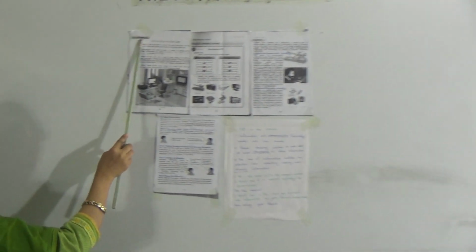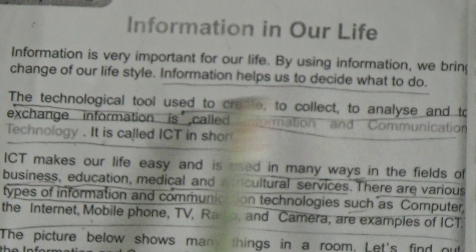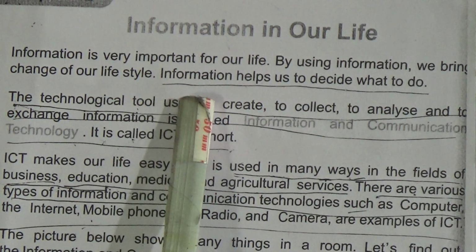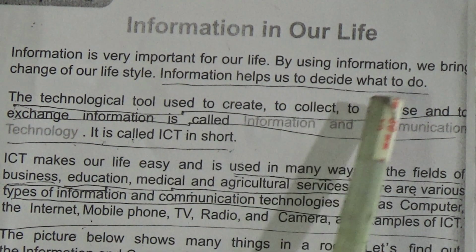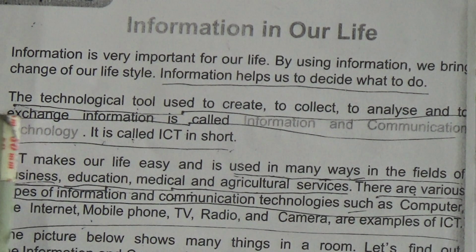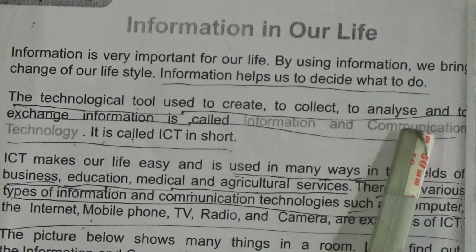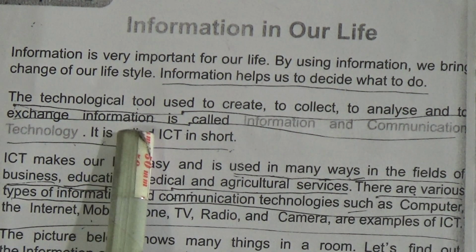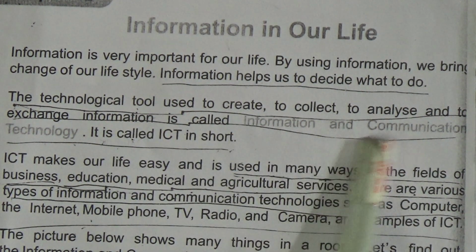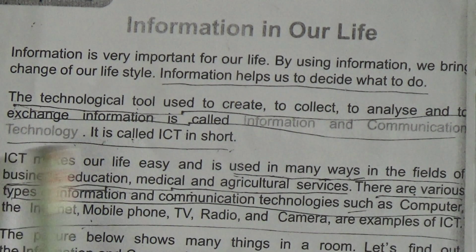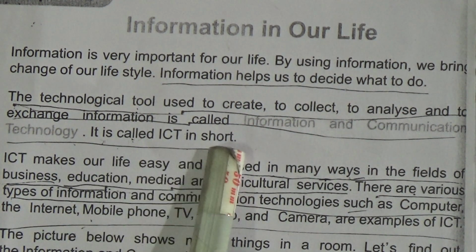The name of our chapter is information in our life. Information is very important for our life. By using information, we bring change of our lifestyle. Information helps us to decide what to do. The technological tool used to create, to collect, to analyze and to exchange information is called information and communication technology. It is called ICT in short.